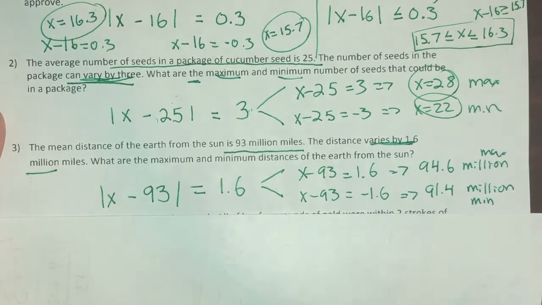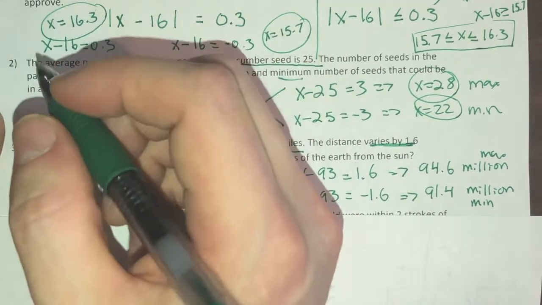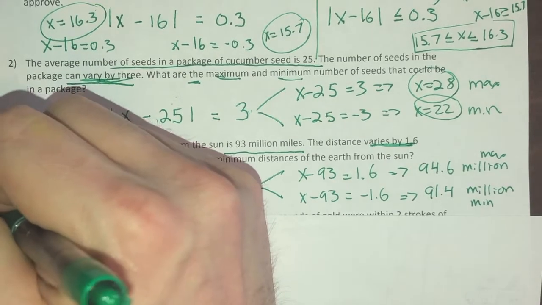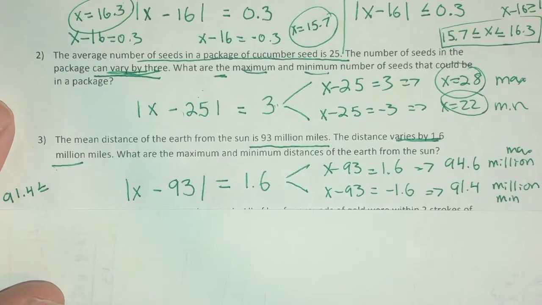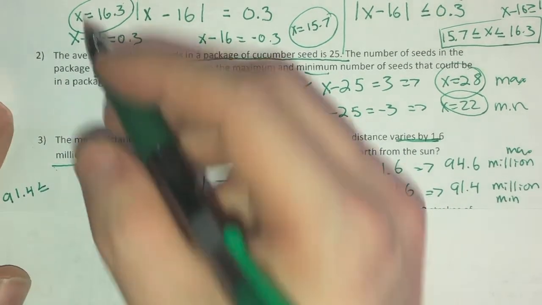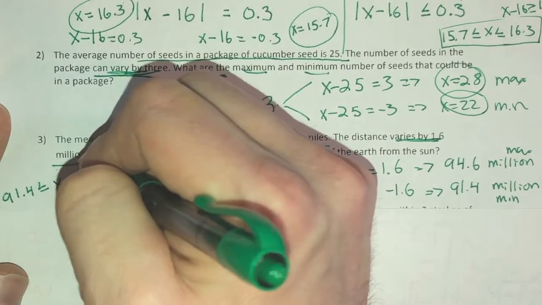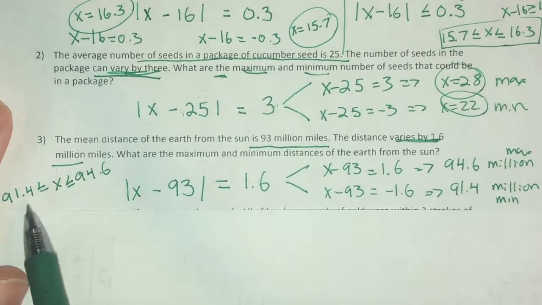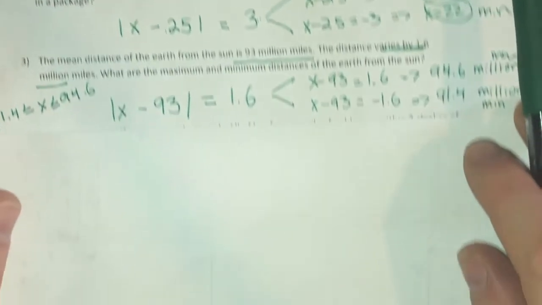That's the min. Okay, so that means, in inequality form, I'll show you what it means in inequality. That means, right, because the sun just doesn't go 91, 96, 91, 96, or whatever. It varies between 91.4 million and 94.6 million, right? There's a variance. So there's some kind of implicit inequality built in there. All right, let's take a look at one more.